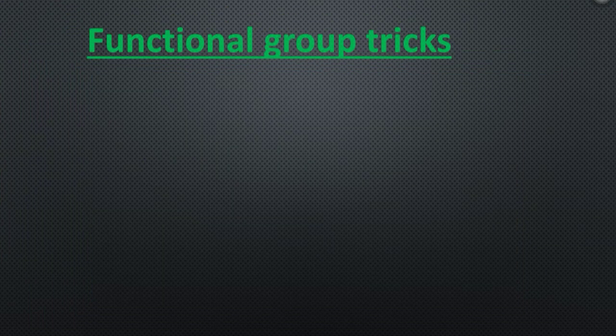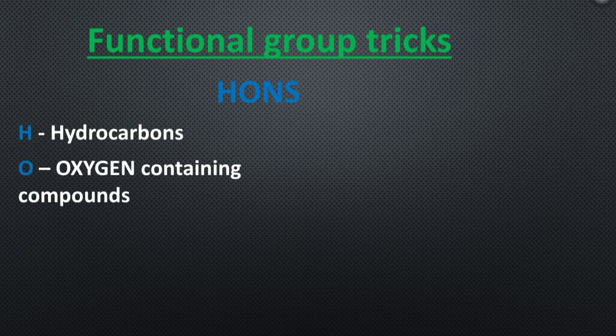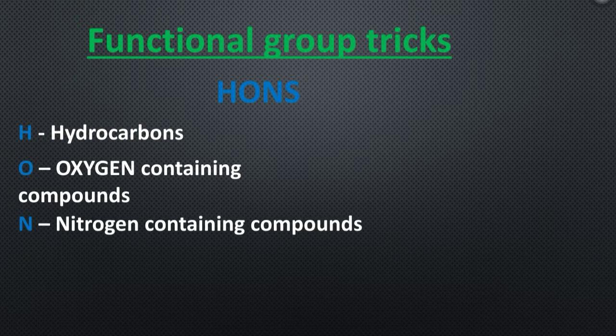So in studying functional groups, what I did was that I classified them into 4 different groups to make the identification very simple. These 4 groups, I titled with an abbreviation, HONS, with the H representing hydrocarbons, O representing oxygen containing compounds, and N nitrogen containing compounds.